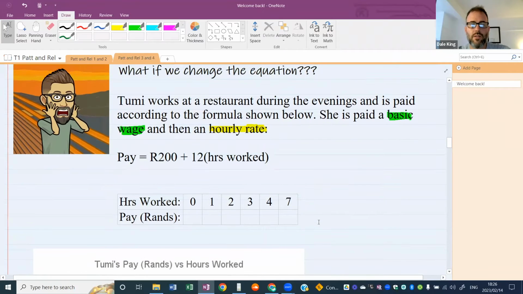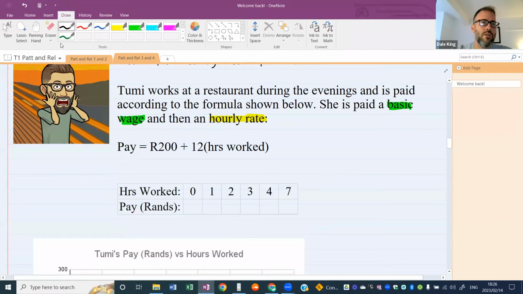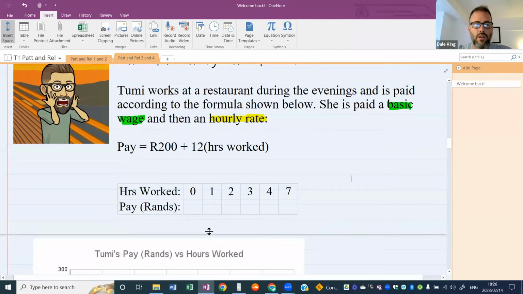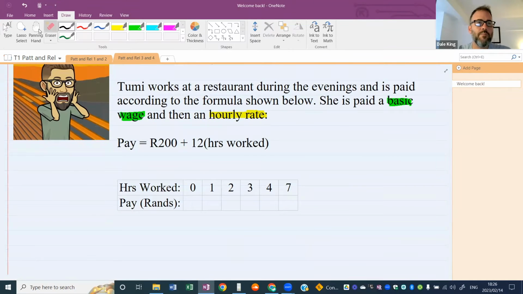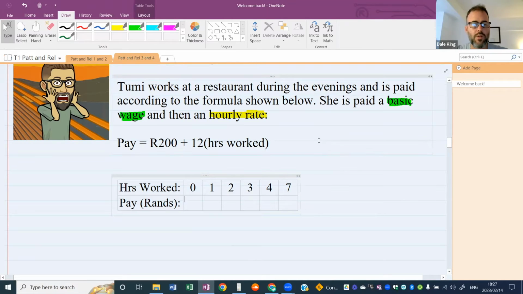All right. I'm sure there are some answers there. I'm going to start doing them, and you can check as we go. All right. For 0 hours, I don't even need to use the calculator for this one. For 0 hours worked, we have an hourly rate of 12 Rand for every hour, but there were no hours worked, so we can't even use that part of the formula. We only have basic wage.